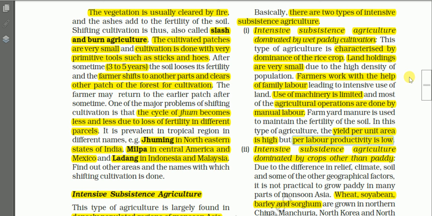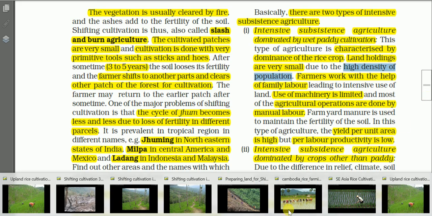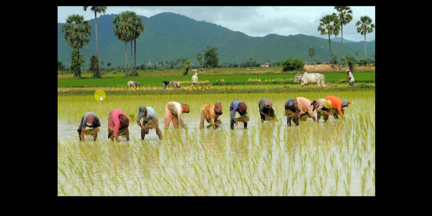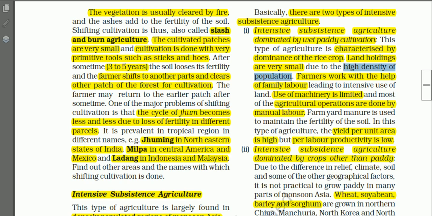Because here the population density is high. I will show you some photographs here. See here, on this piece of land so many human beings work, and that is why when we divide the products by labor, the productivity is low. This is the transplantation process, a photograph taken in the South Asian countries. And this is taken in Cambodia, rice cultivation in Cambodia.